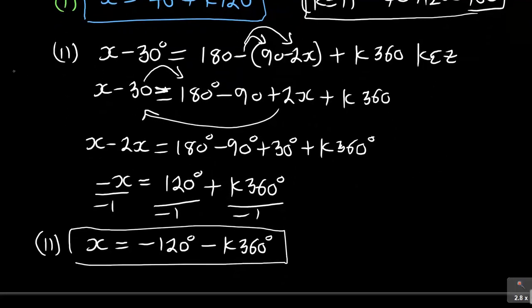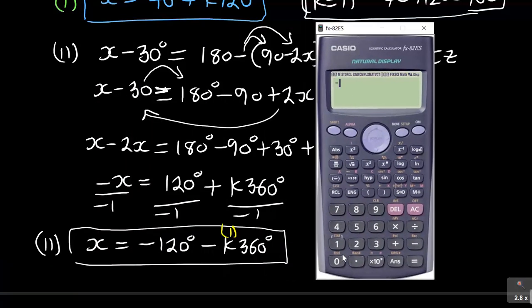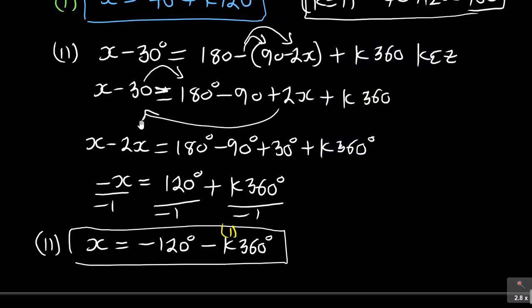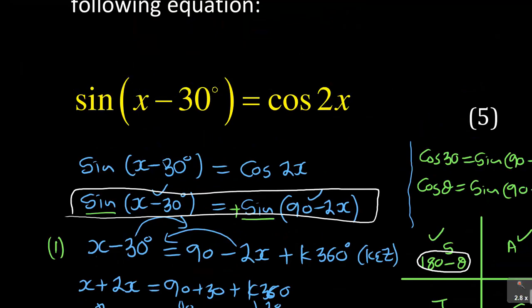One of the general solutions is here, where if we put a 1 where there is k, it will be, with the calculator, negative 120 minus 1 times 360, where k is equal to 1. So the answer is minus 480. So if we come here and say x is equal to minus 480, here minus 480 and negative 480.